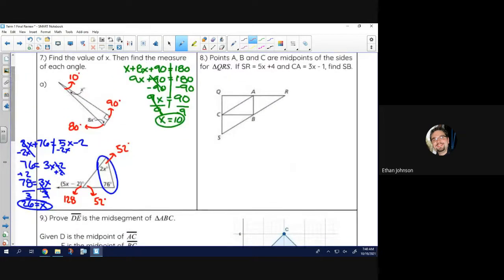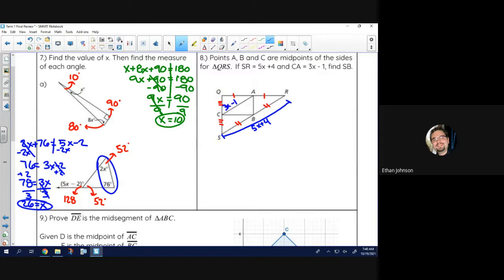Eight. This is our midsegment theorem. It says points A, B, and C are midpoints of the sides. So I'm going to mark that on there. They bisect. So each of these halves have to be congruent to each other. It also says SR, going from S all the way to R, is 5x plus 4. And CA is 3x minus 1.